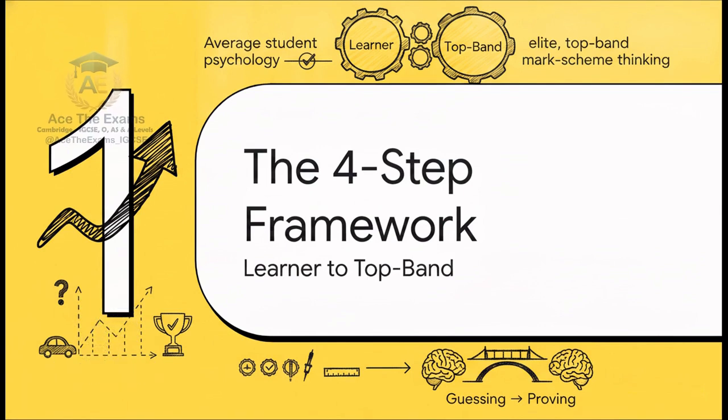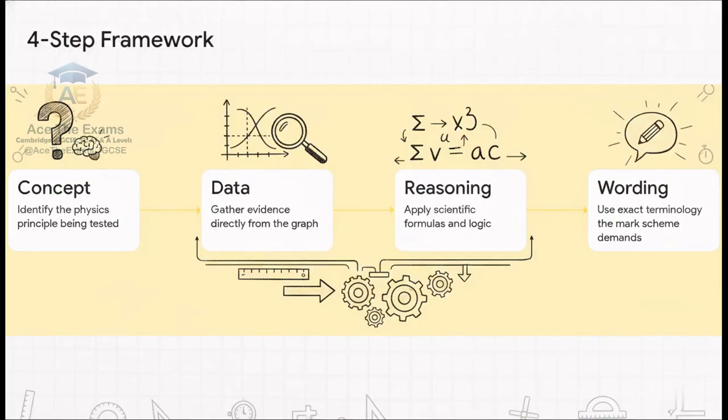Section 1: the 4-step exam framework, from learner to top band. The methodology we uncovered breaks down into 4 parts. Step 1 is identifying the concept. Ask yourself, what physics principle is actually being tested here? Step 2, gather evidence and data directly from the graph. Don't just talk generally. Use the actual specific numbers provided on the axes.